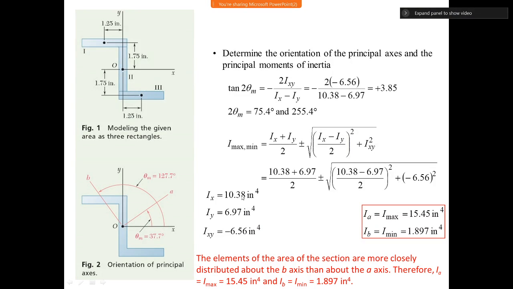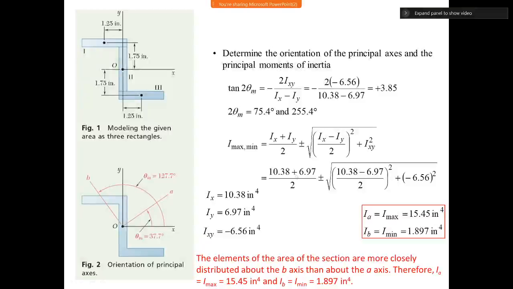So A and B are called principal axes, and the moments of inertia along these principal axes are called principal moments of inertia. Another point to note is that along these directions A and B, your product of inertia is 0, right? So these are some very important conclusions, and these will be very helpful in the next chapter that we are going to start.